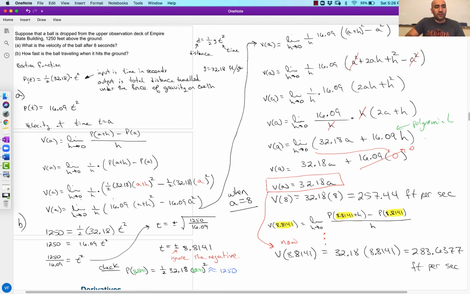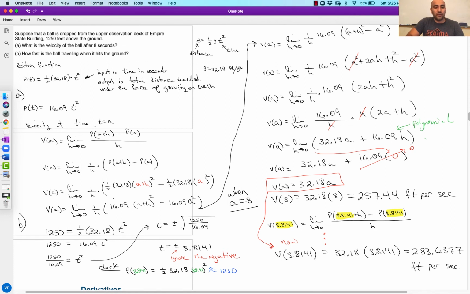Okay, so this is a position function. When we input various values of t, how long it's been since you let it go, this function will tell you the total distance traveled. Okay, so part A, we wanted to know what is the velocity after 8 seconds. So if we set up our equation, the velocity at t equals a, we get this. So we can replace the a with an 8 right now and then solve it. We did that, and we got an answer of 257.44 feet per second.